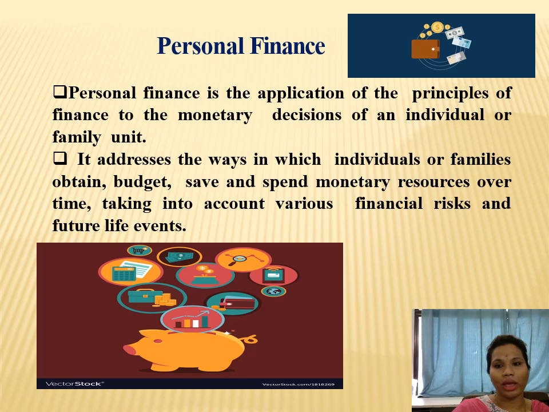It addresses the way in which individuals or families obtain a budget and save and spend money over time, taking into account various financial risks and future life events. Friends, this means, as I have told you, when one of your parents is earning 20,000 rupees, for example, he will see how much should be given to you as pocket money, and how much of the salary should be paid for your fee structure, for the grocery, for the vegetables, for other expenses, for the petrol.